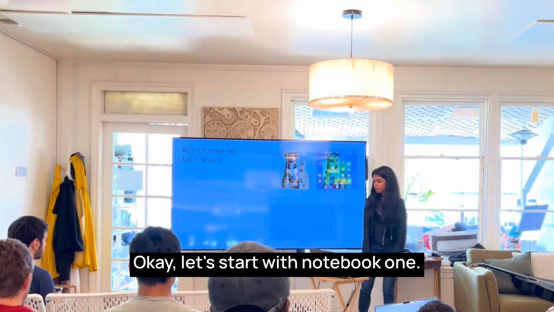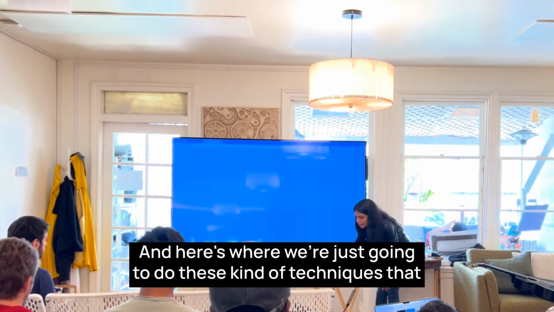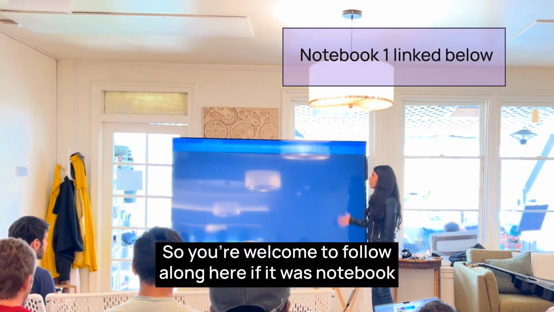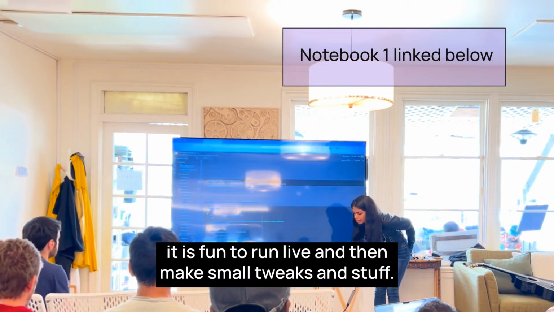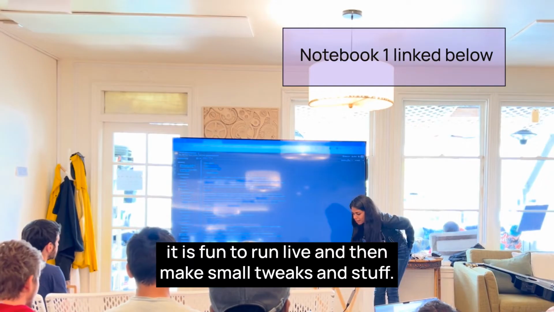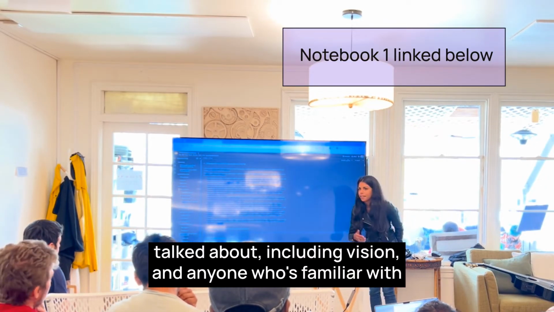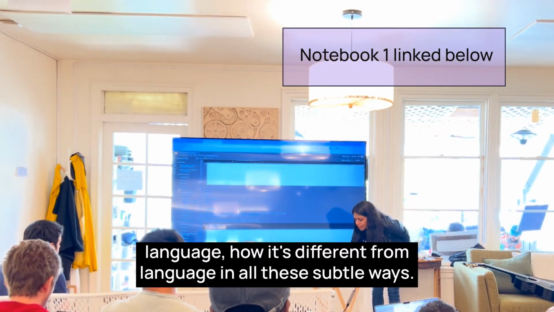Okay, let's start with notebook 1. And here's where we're just going to do these techniques that are very classical mechanistic interpretability. So you're welcome to follow along here for this notebook or follow along on your laptops. It is fun to run live and then make small tweaks. But this notebook just walks through everything we just talked about, including vision, and for anyone who's familiar with language, how it's different from language in all these subtle ways.